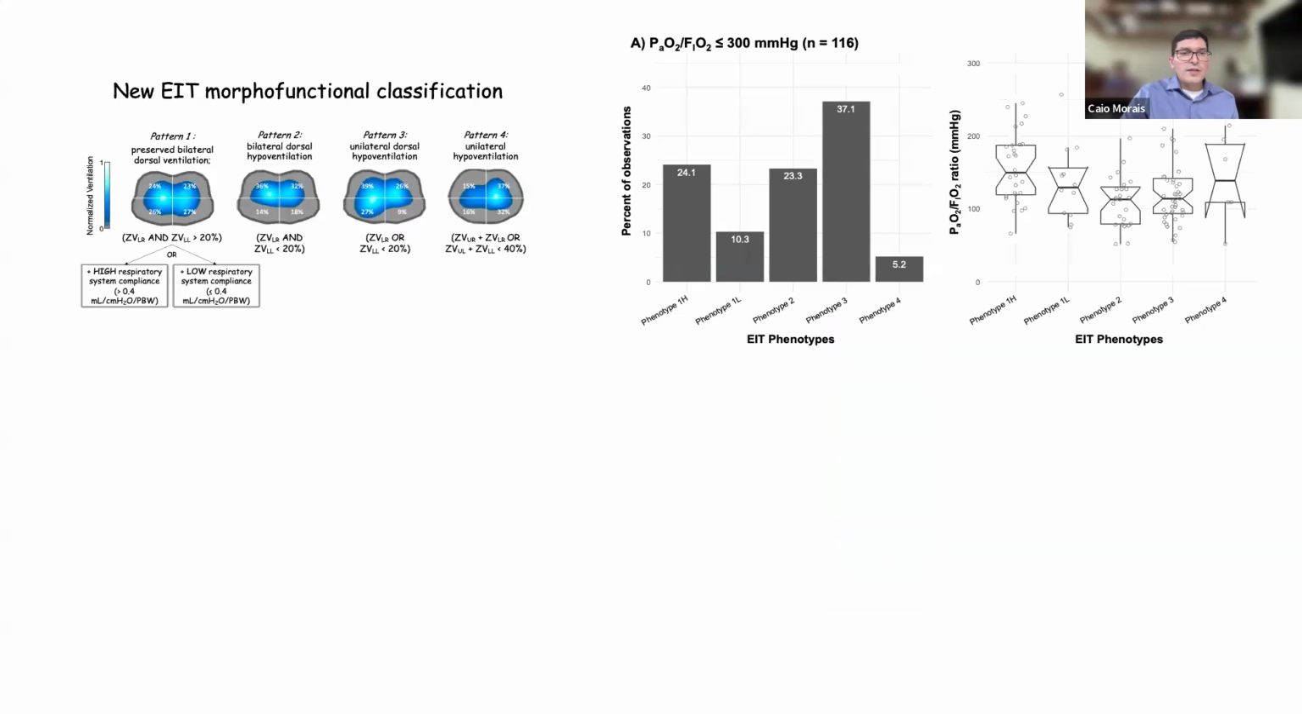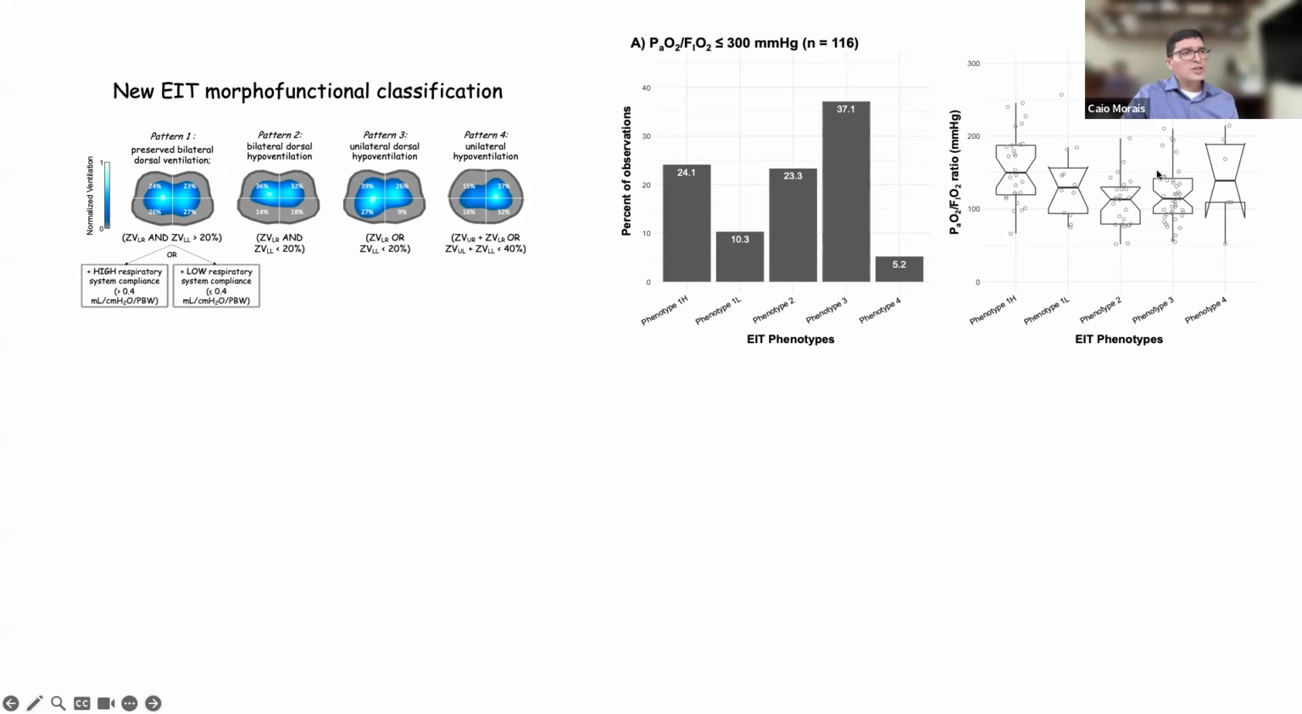A little bit about epidemiology. We found that patients with focal disease are more prevalent than non-focal. This database was built with patients with COVID. We have up to 100 patients in this database. And we saw that the phenotypes with bilateral dorsal hypoventilation and unilateral dorsal hypoventilation are well predominant here.